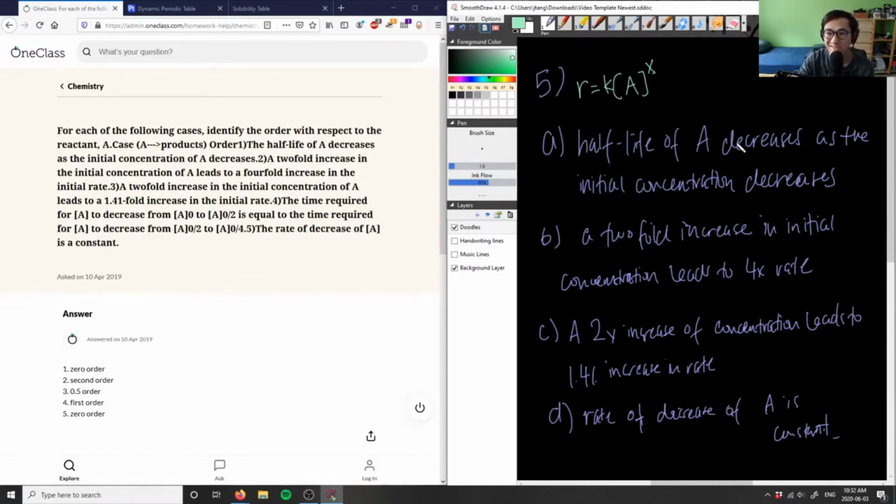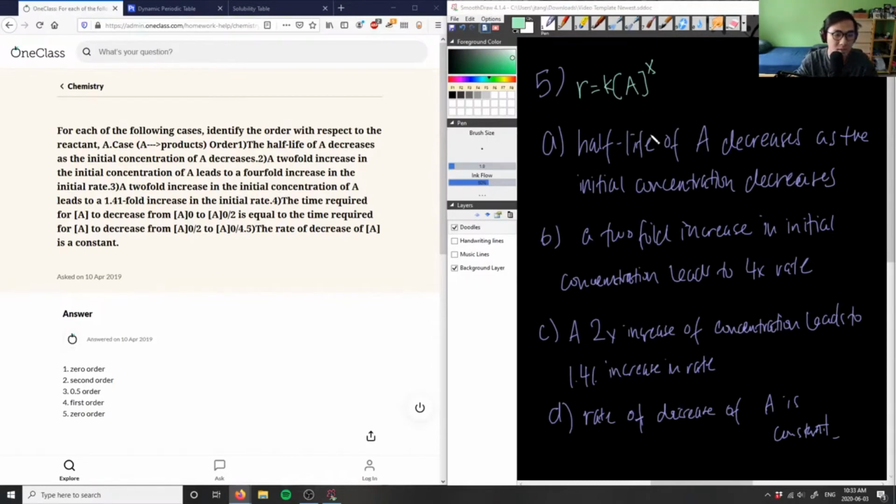So it says here the half-life of A decreases as the initial concentration decreases. So I'm decreasing A here. So A here is our initial concentration. And it says the half-life of A is going to decrease as concentration also decreases here. So we're looking at the concentration, which is given as A here, and the half-life of A is also decreasing as well.